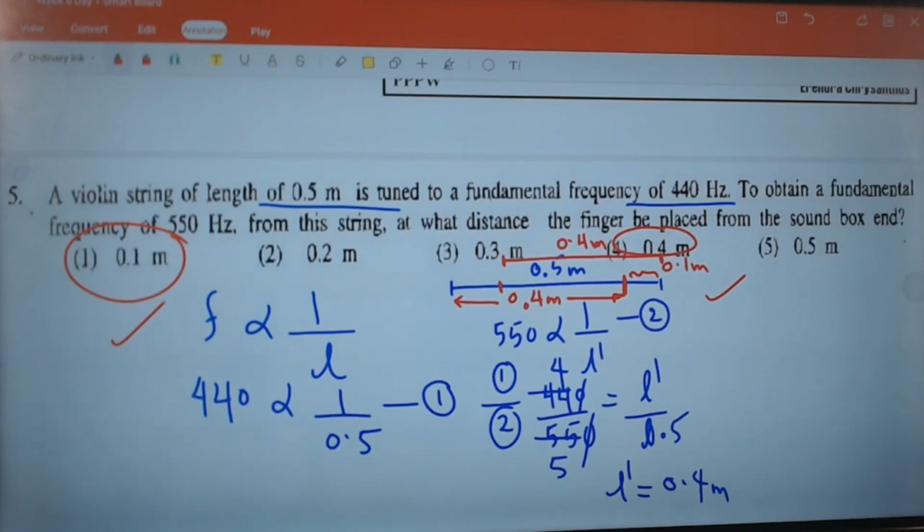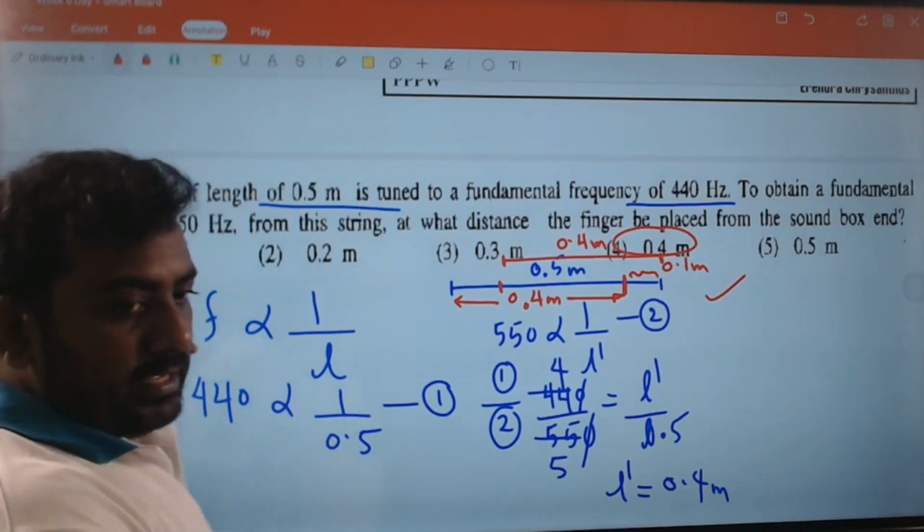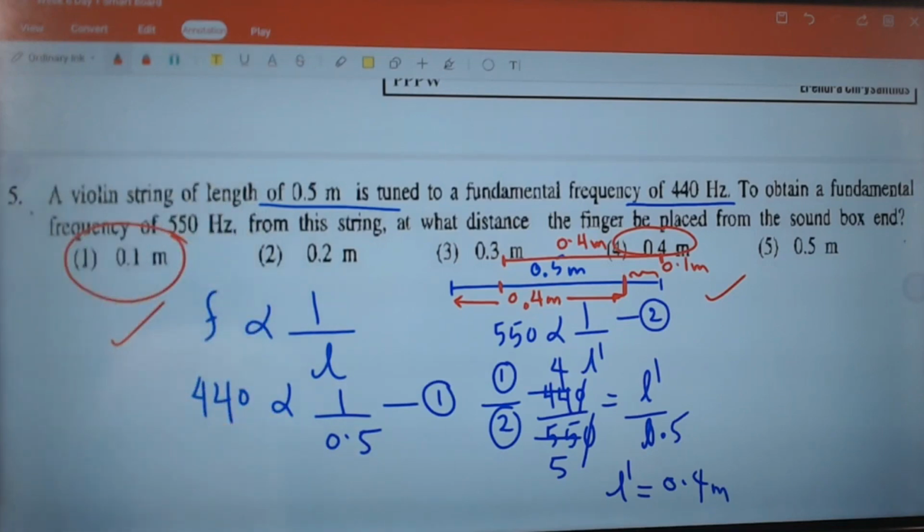Okay. So don't forget, basic theory remains the same. Basic theory remains the same. Right. Moving on.